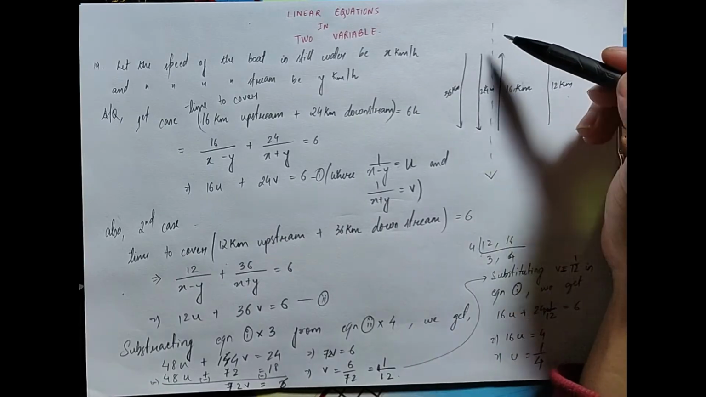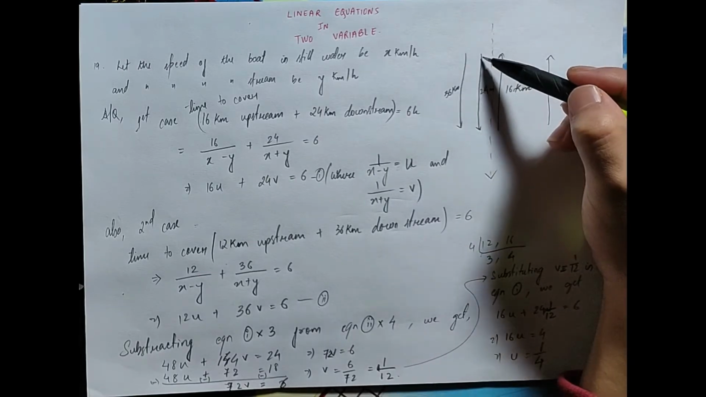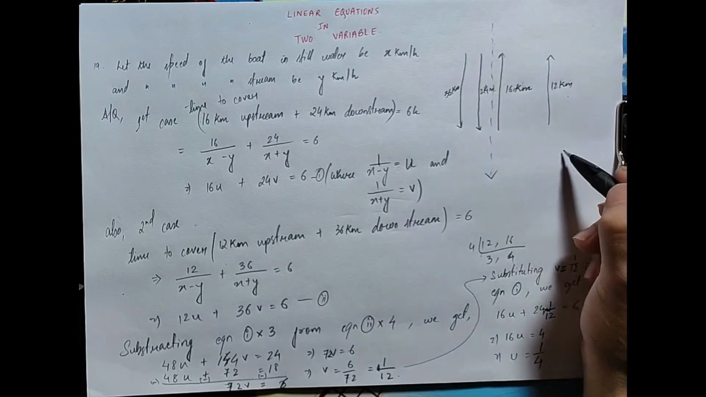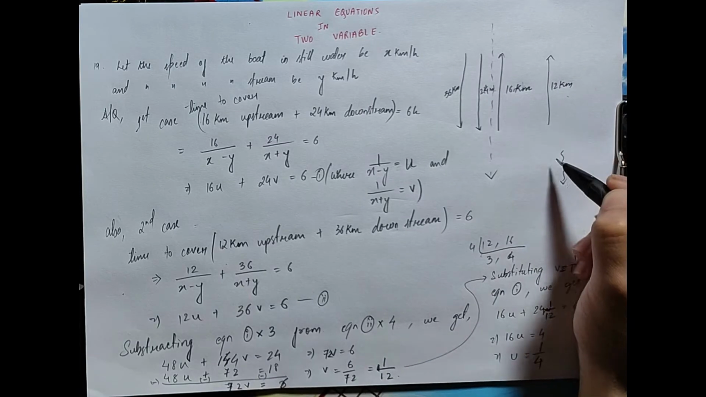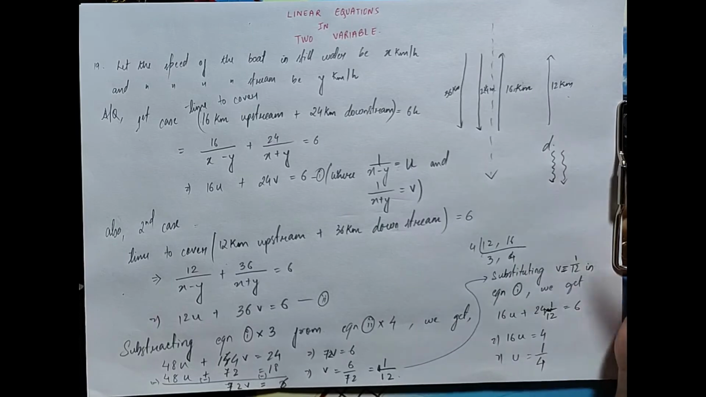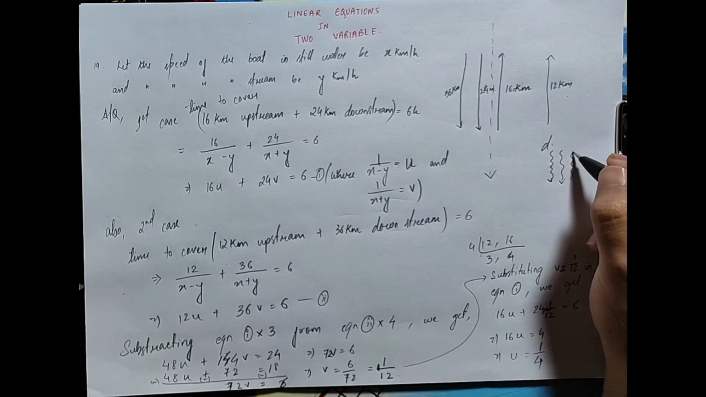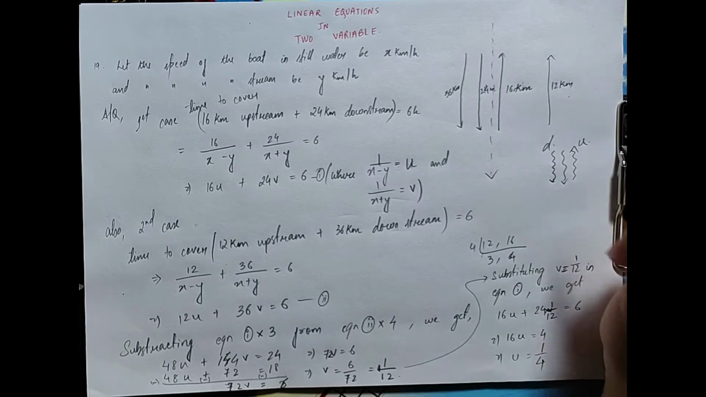So one thing that we have to understand is, let's say this is your stream, okay? Downstream means along the stream. If the stream is passing in this direction, then you are also moving in this direction. This is downstream. Whereas if you are moving against the stream, then it is called upstream.